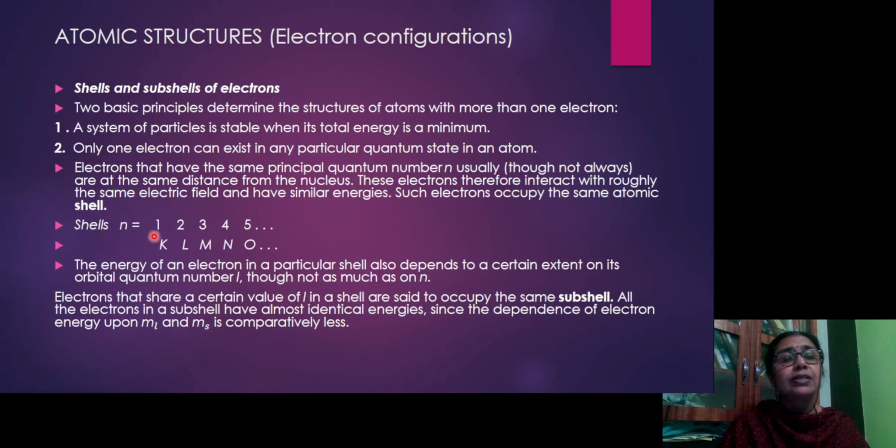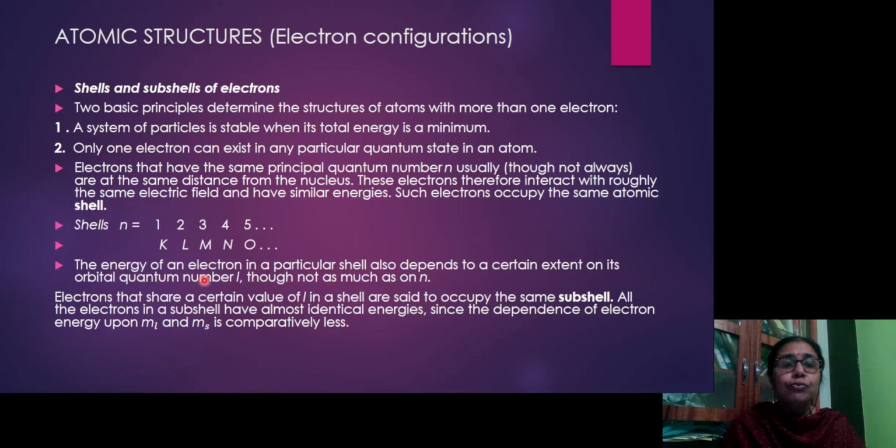So if n takes values 1, 2, 3, 4, 5, etc., then the name of the shell is K, L, M, N, O, etc. That means principal quantum number n equal to 1 is the K shell. If the principal quantum number is 2, it is called the L shell, and so on.